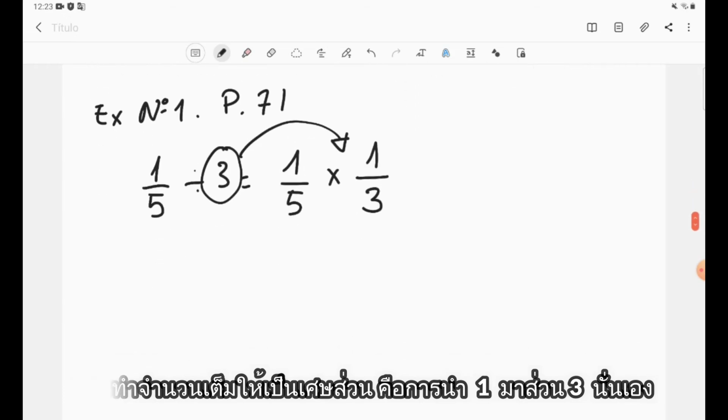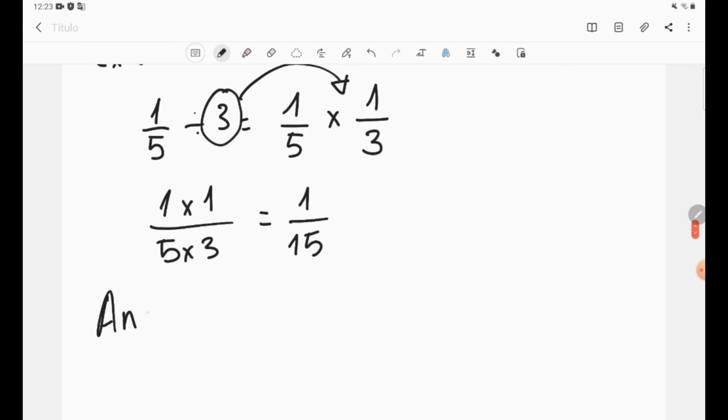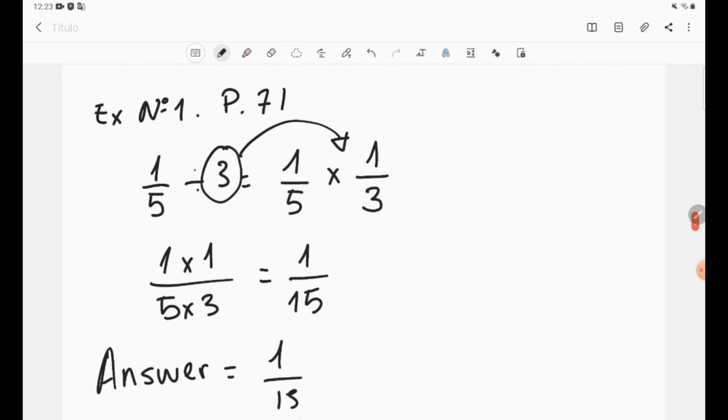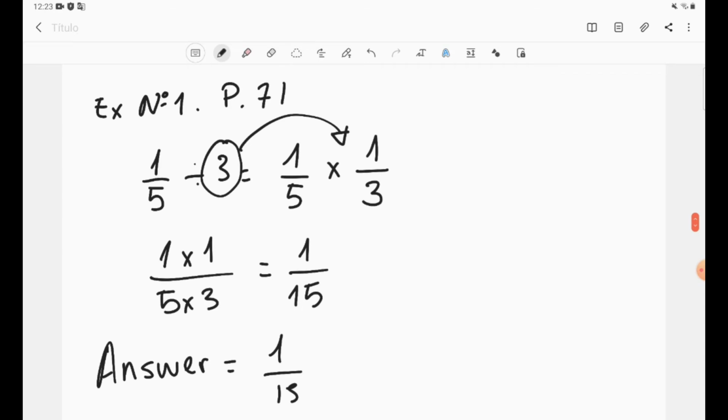So let's do it. 1 multiplied by 1 over 5 multiplied by 3, which equals: 1 multiplied by 1 is 1, 5 multiplied by 3 equals 15. So the answer is 1 over 15. I want you to write all this in exercise number 1, page number 71.